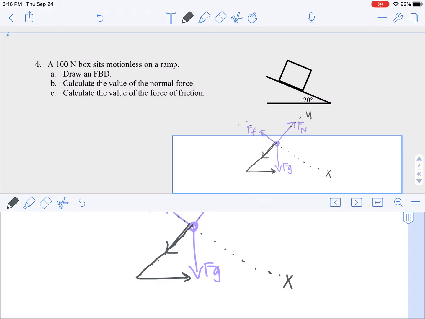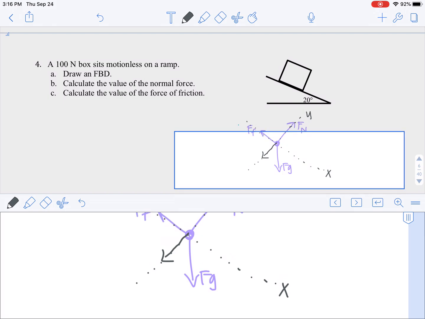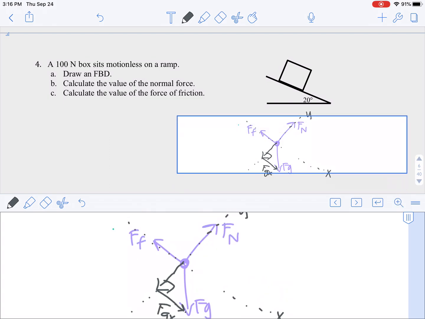So again, it might help you with these to draw in your components and then just move the one that you're unsure about, because at least then you can make sure that it is parallel to that x-axis or to that y-axis.